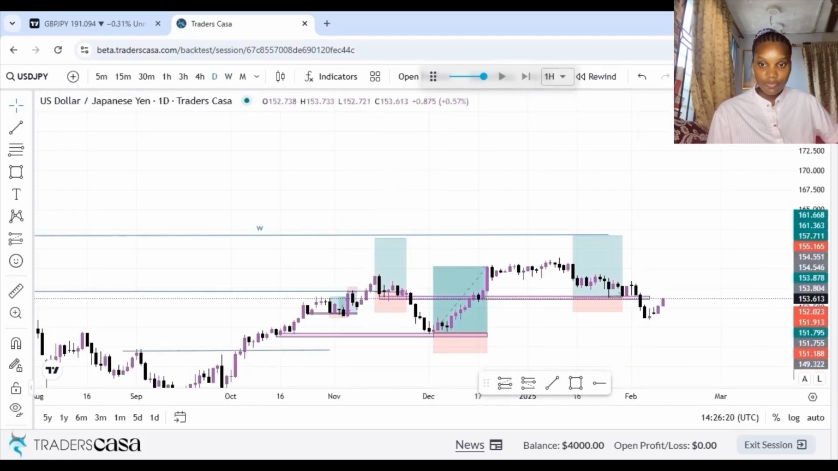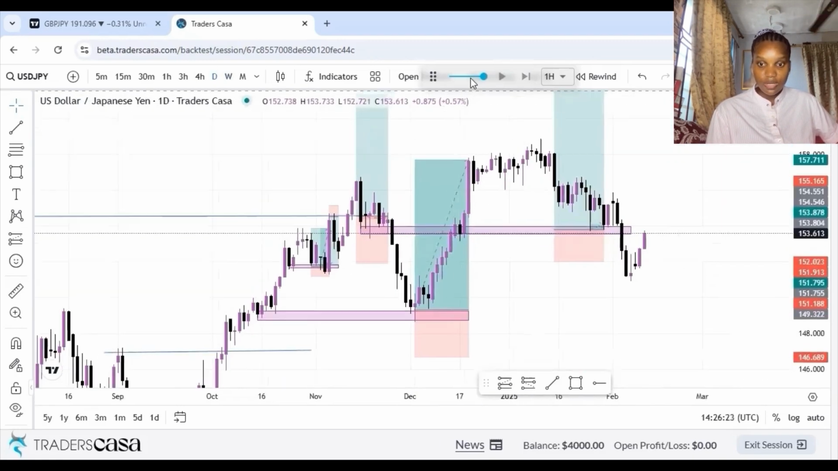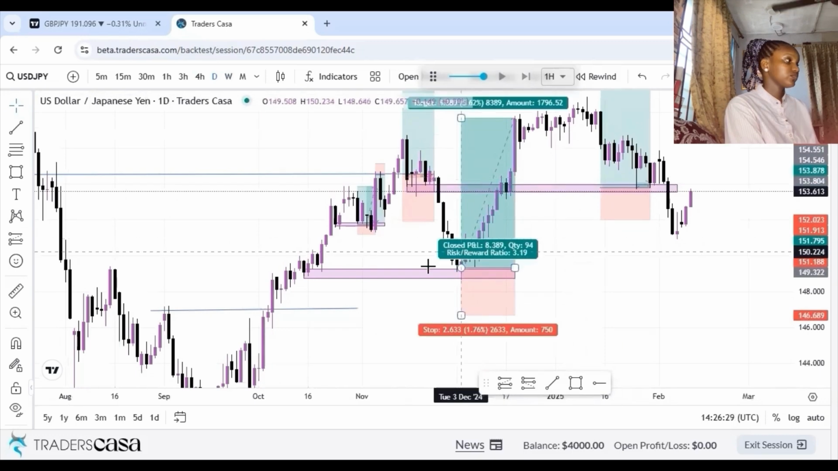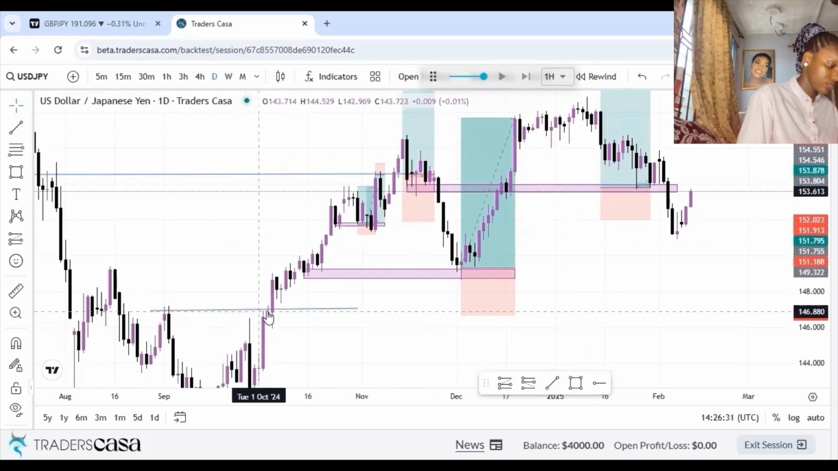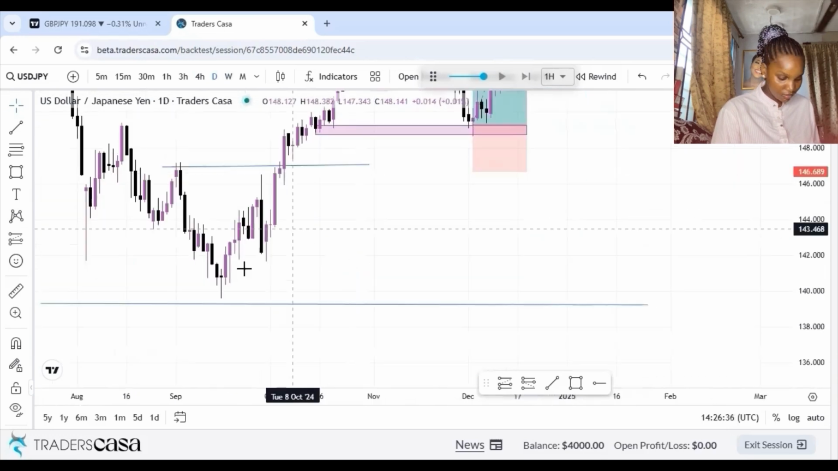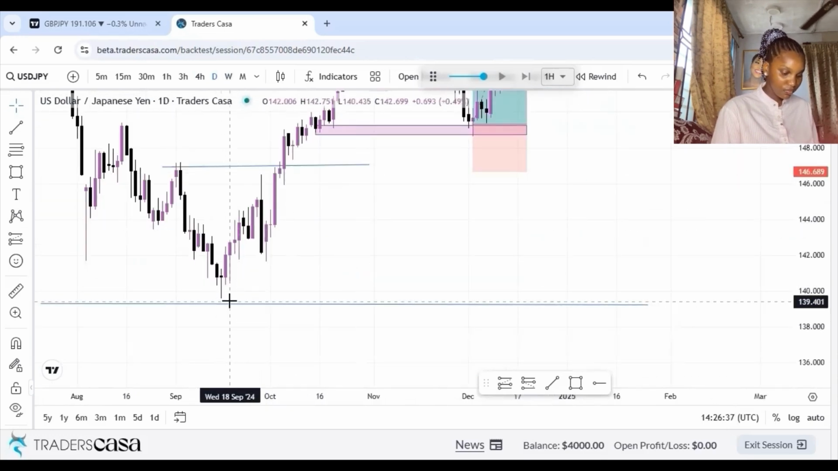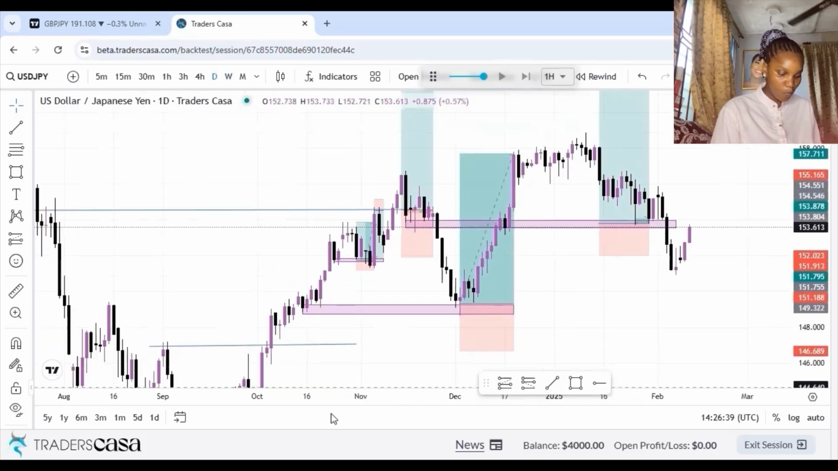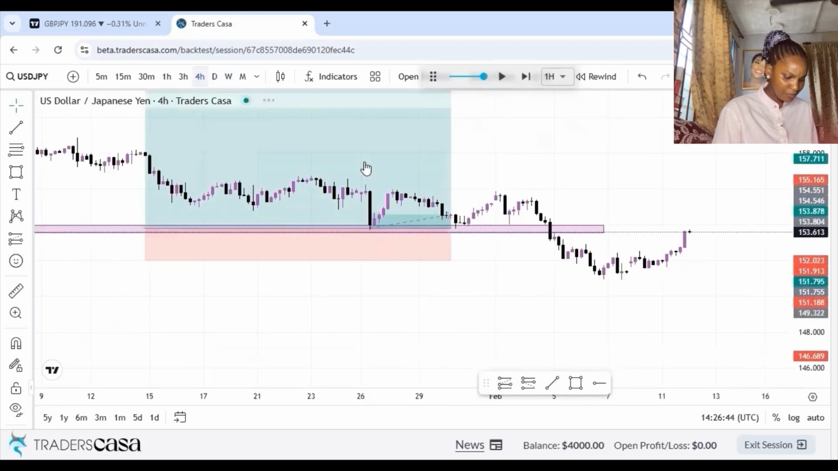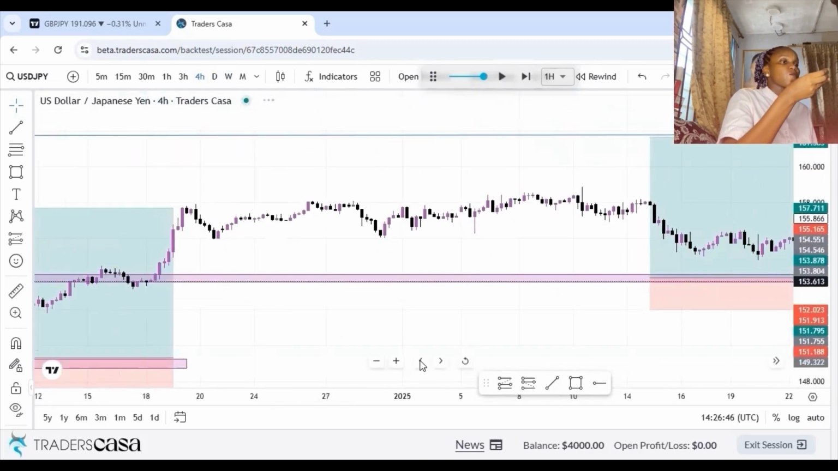If you go to how I started, before I started, there's a high there, which is the resistance, which is this one. I marked it on the weekly time frame. Then the low, this is the low there, which I marked on, was it daily time frame or so? And I also marked the previous low, which is the support. Yeah, support. Then I went ahead doing my backtest. I went to the 4 hours.